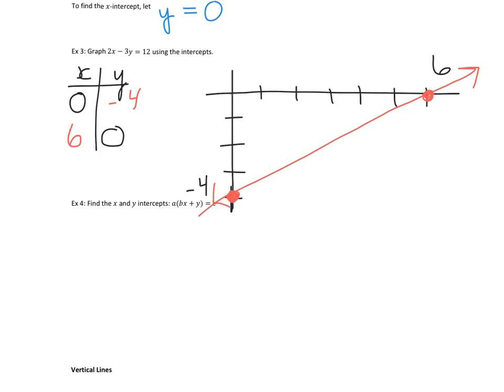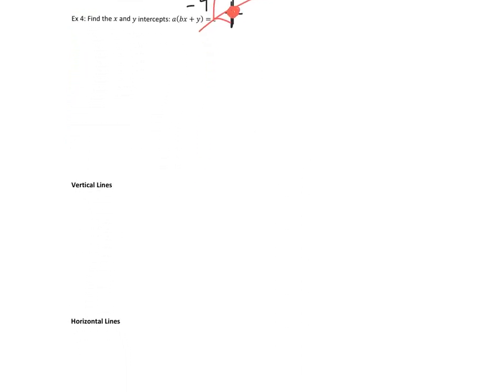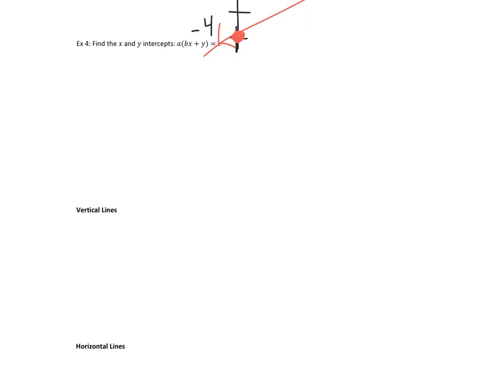Okay. Something else we can do with our intercepts is we can find them using just this generic formula. So in example 4, we want to find the x and y intercepts for essentially a formula, right? This is a formula. There's no numbers in it. It's a formula in A, B, C, and the variables are x and y. So if we wanted to find the x-intercept, for instance, we would have to let y be 0.